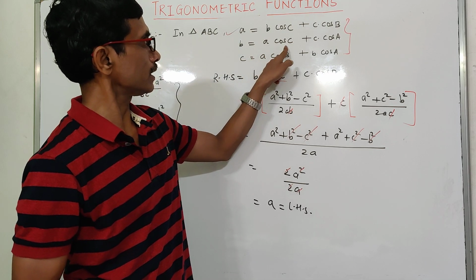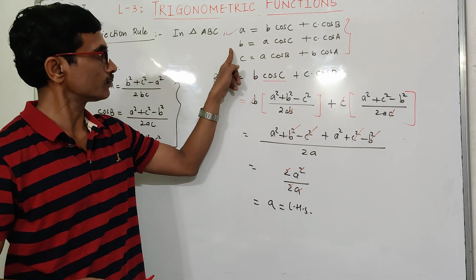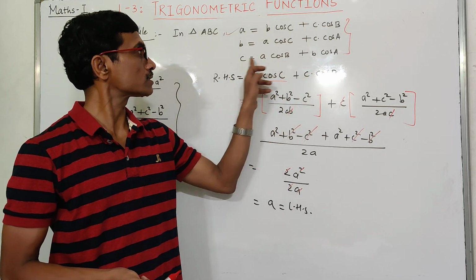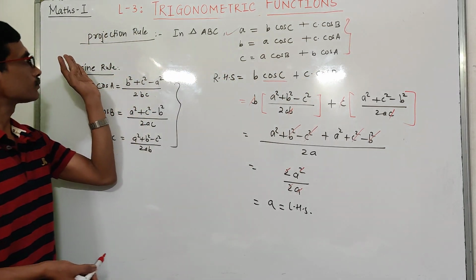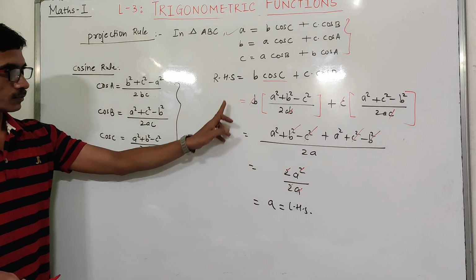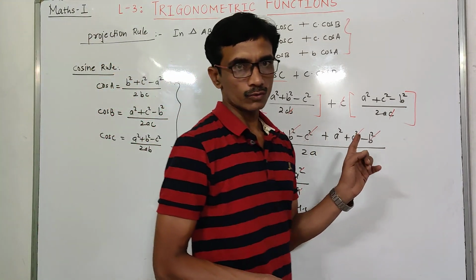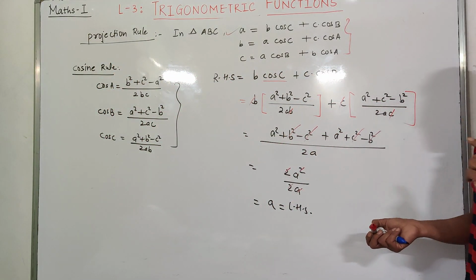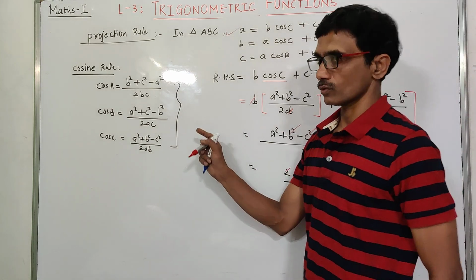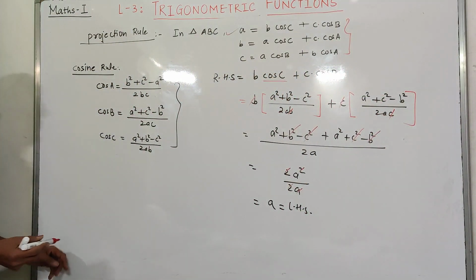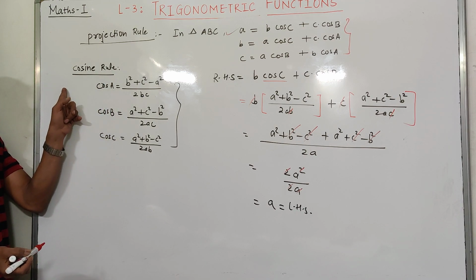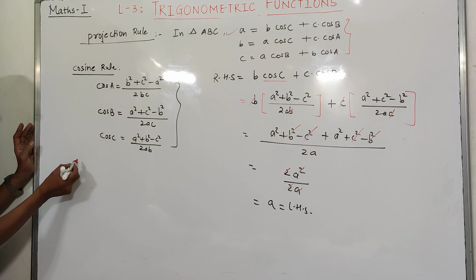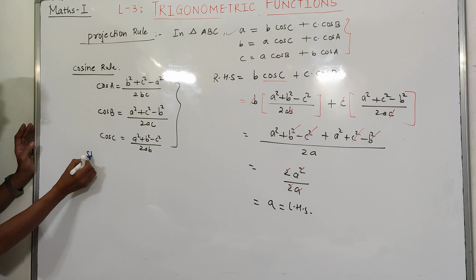Similarly, we can show a cos C plus c cos A is equal to b, and a cos B plus b cos A is equal to c. This is what the projection rule is. So projection rule, sine rule and cosine rule. Together let us write. This is the cosine rule we wrote. A different form is, a square is equal to, that we already wrote. The sine rule also we write together.